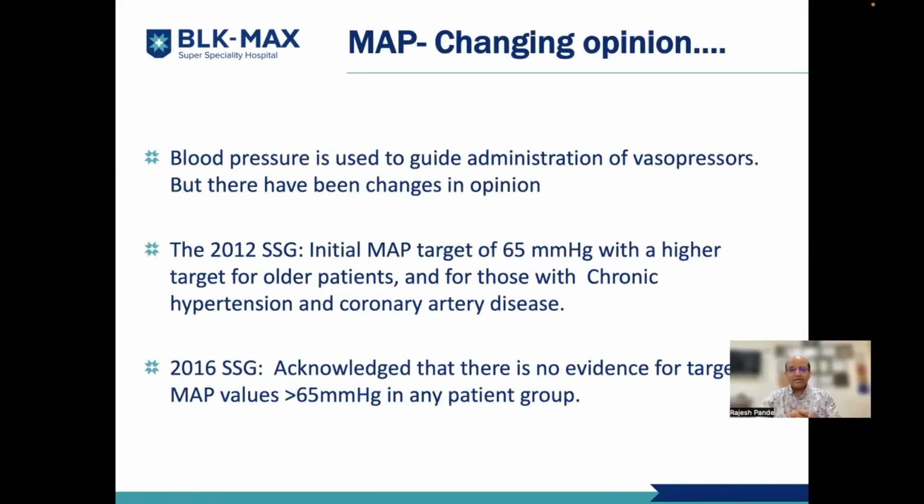Blood pressure, most of the time, is used as a guide. Mean arterial pressure is used as a guide for targeted vasopressor therapy. But the opinion has changed over a period of time. If you look at the 2012 Surviving Sepsis guidelines, things were very clear: the target MAP of 65 millimeter mercury, with a higher target for older patients and those with chronic hypertension and coronary artery disease. In 2016, they acknowledged that there is no good evidence for targeting MAP values more than 65 in any patient groups.